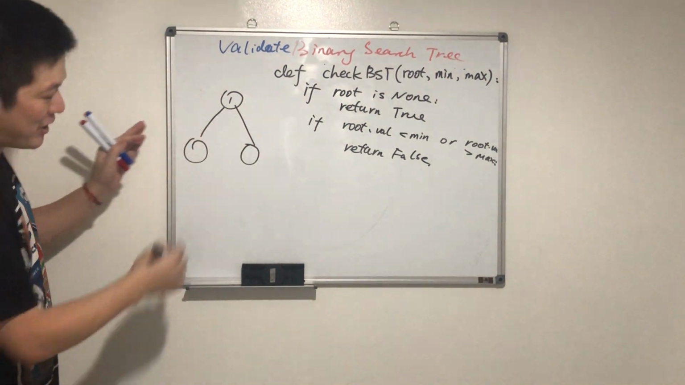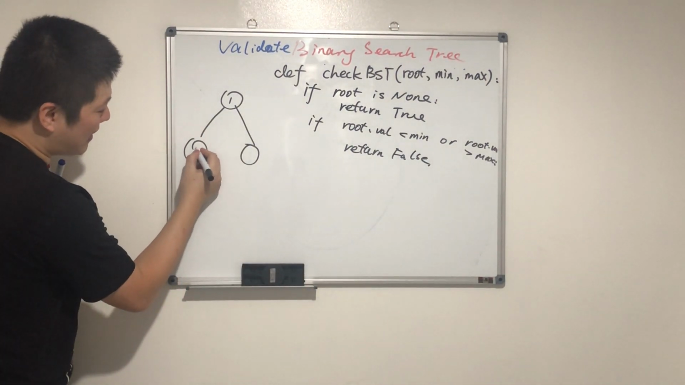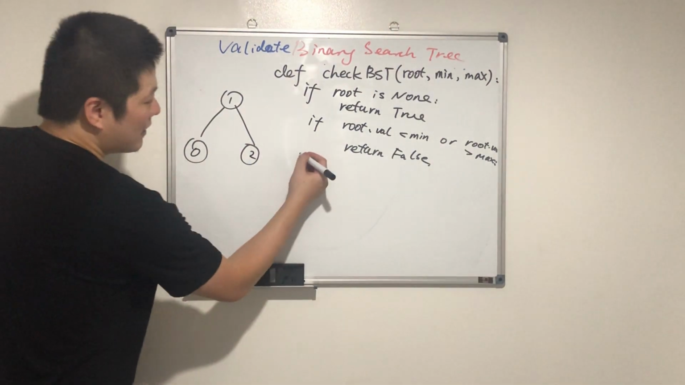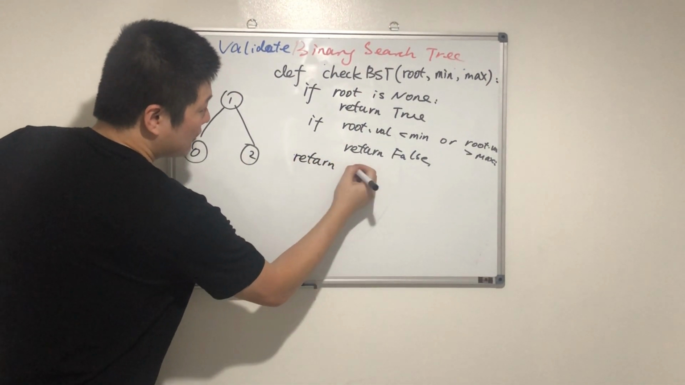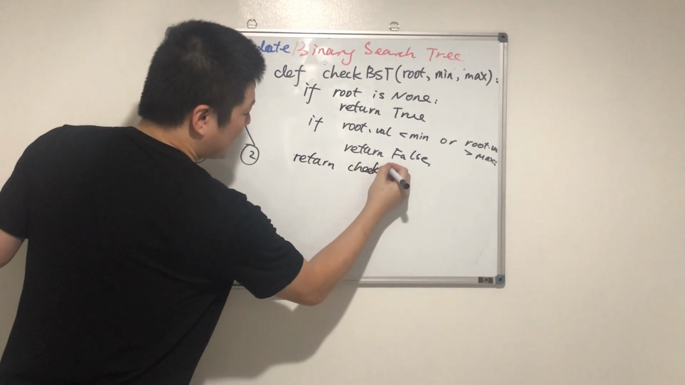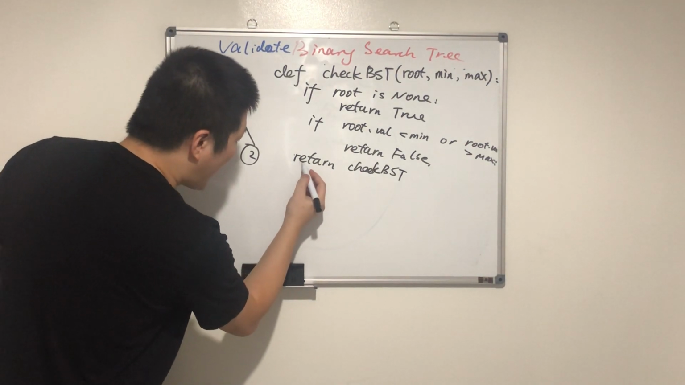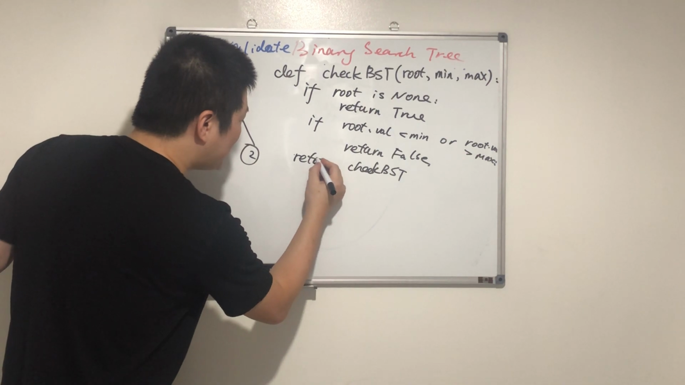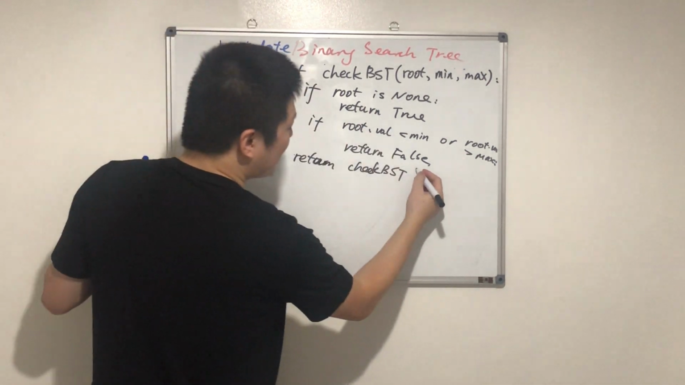Remember we talked about checking the left node and the right. Okay, so remember what do we check? Return, yes. Check BST, check BST. You spelled return wrong. It's return. Yeah. Check BST. Return.